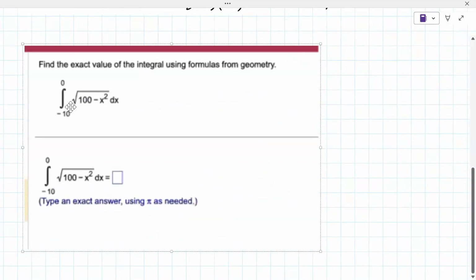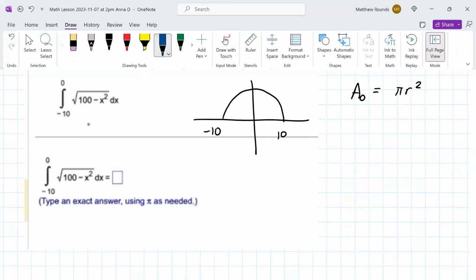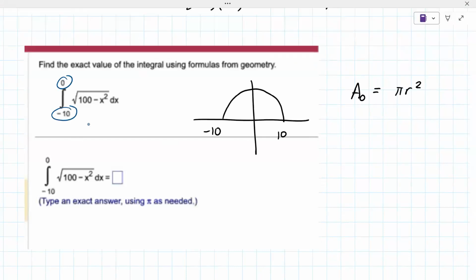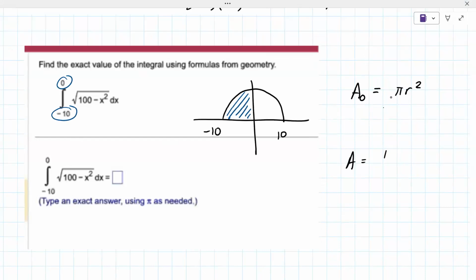Number three says find the exact value of the integral using a formula from geometry. If you were to graph this function right here, it would look like a half circle from -10 to 10. You're supposed to remember from geometry that the area of a full circle is pi r squared. But we don't even have a full circle here, we've got a half circle. Normally it would be half, but we only want it from -10 to 0. That's just this part over here, which is a quarter circle, which means our area is 1/4 of pi r squared.